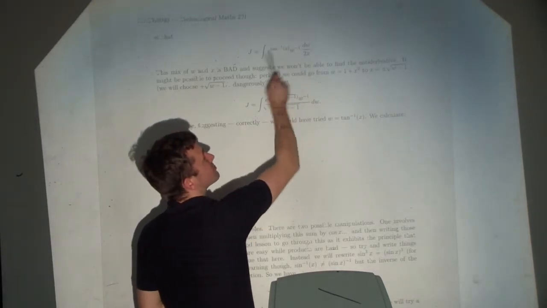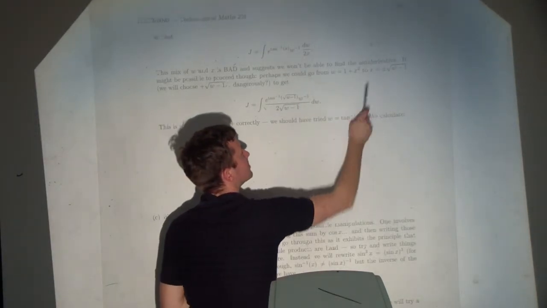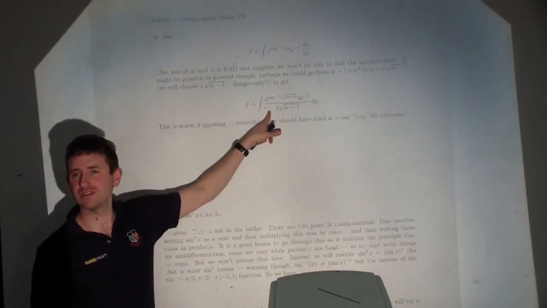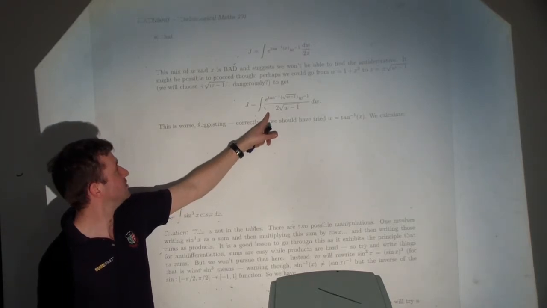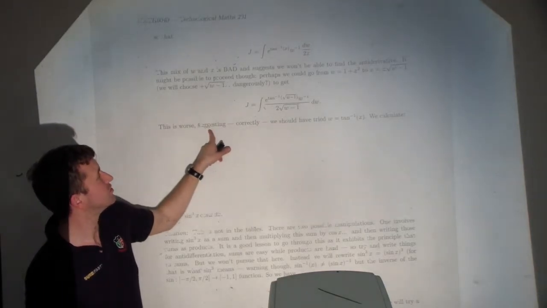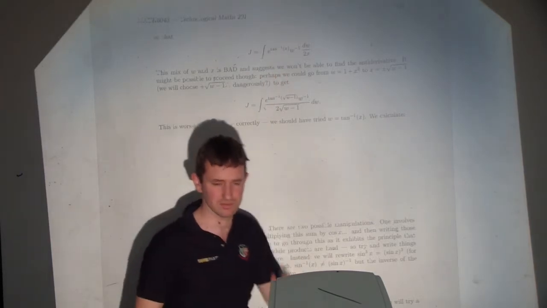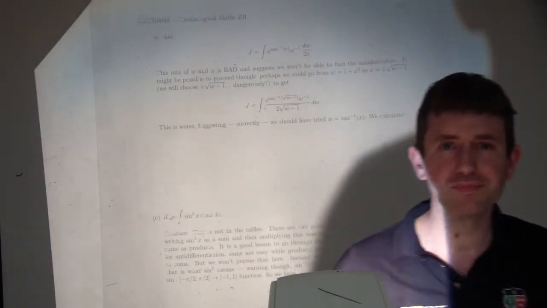You can do what's called a back substitution, where you write these x's in terms of w, and you can do that. You end up with this. This looks even worse than the original. So what you get to here, it didn't work. So don't do the 1 plus x squared. Try the inverse tan.